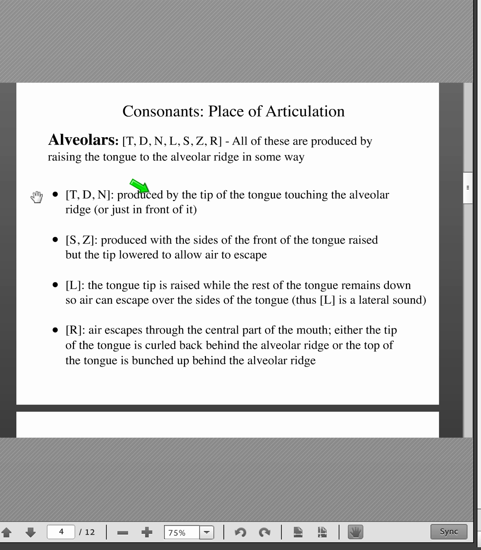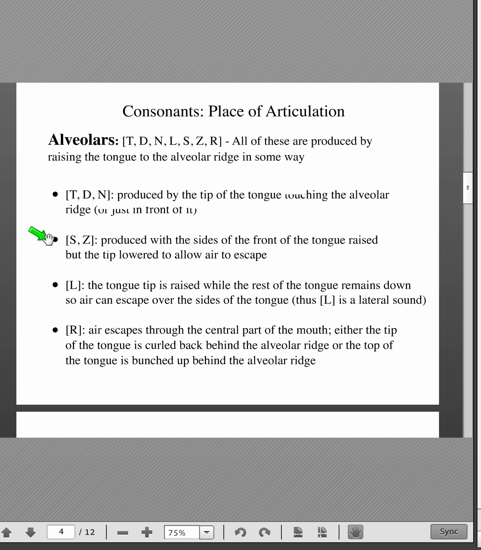Then we have S and Z. One is voiceless, which is the S, and one is voiced, which is the Z. So words that end in S, actually the vowel is shorter than words that end in Z, but you'll see this in a minute. But S and Z, we have L, which is a voice consonant.